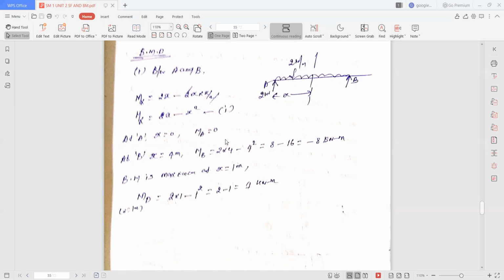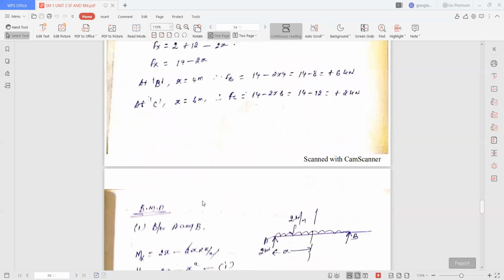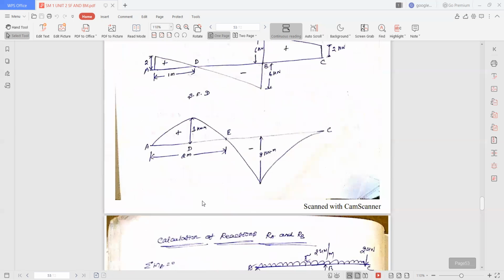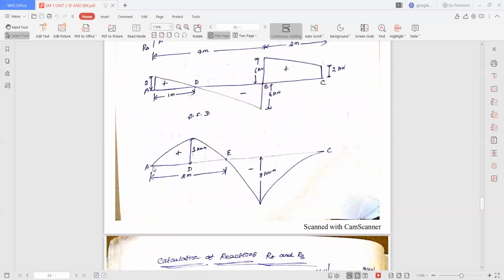So moment at A is 0, moment at B is minus 8 kilonewton meter, and moment at D is plus 1 kilonewton meter. In the 2x minus x square equation, if you substitute x equal to 1, you will get the moment at point D, that is 1 kilonewton meter. So here you can see the diagram. Moment at A is 0, the moment at D is maximum, 1 kilonewton meter. Again, it will reduce to minus 8 kilonewton meter at point B.